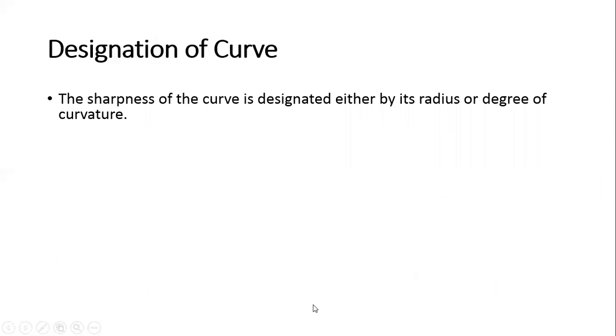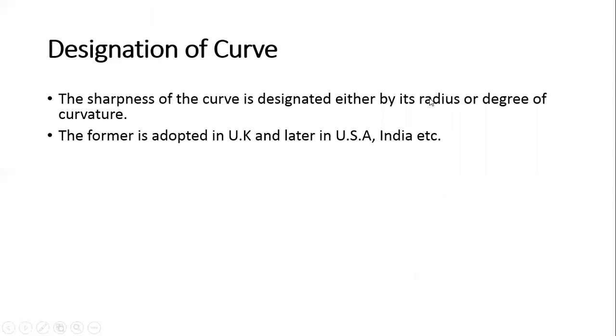Next is designation of curve. How the curves are designated. The sharpness of the curve is designated either by its radius or degree of curvature. Now this radius is adopted in UK and the degree of curvature is adopted in USA and India. So any curve is designated either by its radius or by its degree of curve. Degree means the angle subtended at the center of the curve.